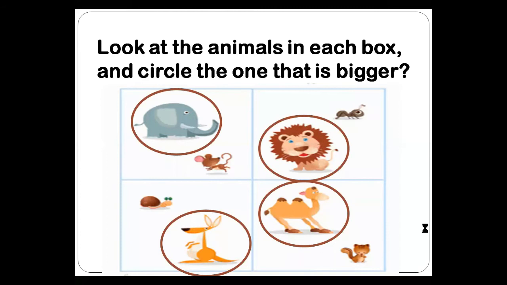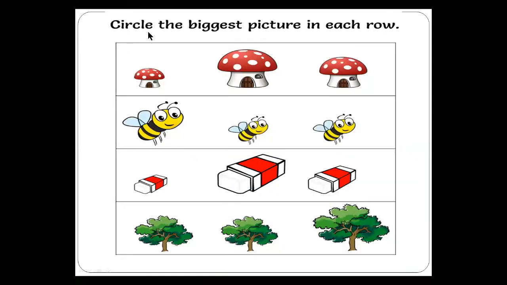Now we are moving towards the next. This is also related to comparison. Circle the biggest picture in each row. We have three pictures in each row and we have to search for the biggest one from each and put the circle on it.